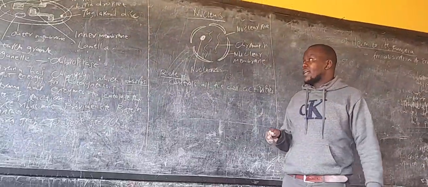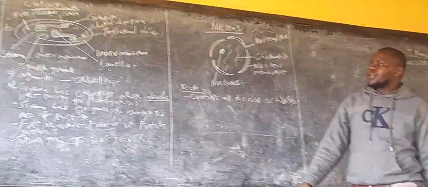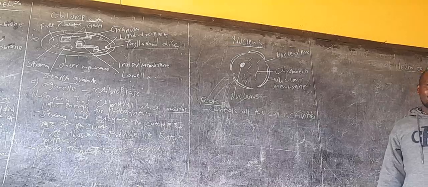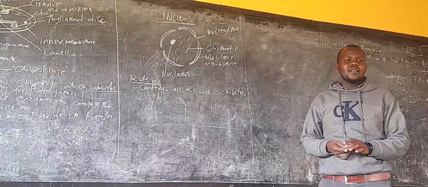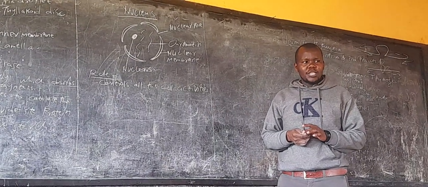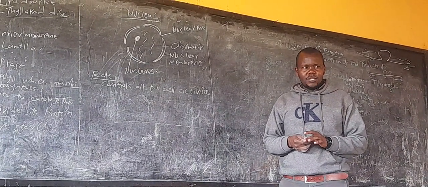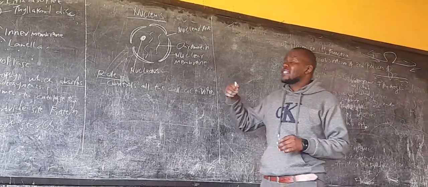Let's go to the third organelle here, which is the nucleus. Which is what? The nucleus. The nucleus is the functional unit of a cell. A cell cannot be alive if we remove the nucleus. Because I'm saying it's what? Functional unit. We have many cells, right? But now we have many cells with a nucleus.